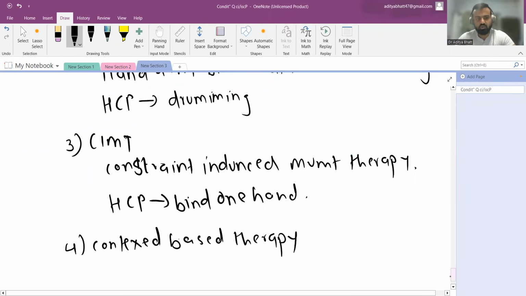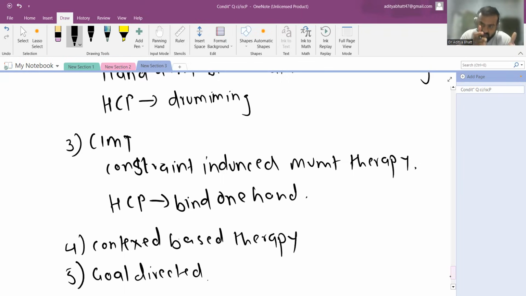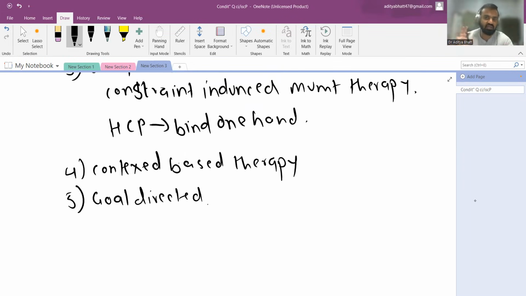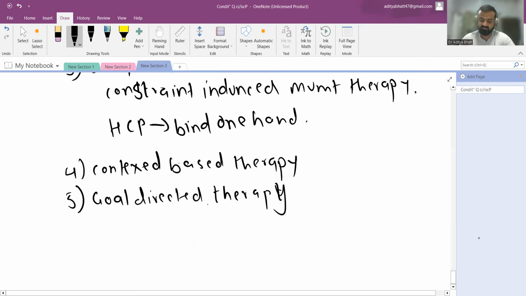And fifth is goal directed, in which we decide a goal that we want the child to achieve, and it lays emphasis on the activities based on goals rather than using any motor learning approach. So it is goal directed therapy. So both HABIT, CIMT, context based, and goal directed therapy are very important. These are the physiotherapy approaches that are used.